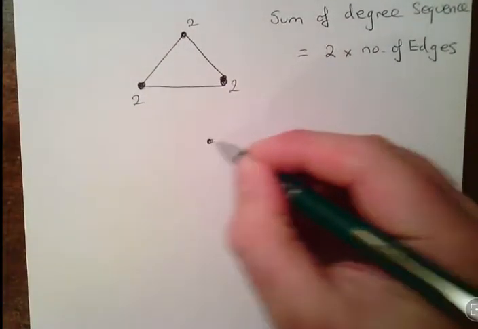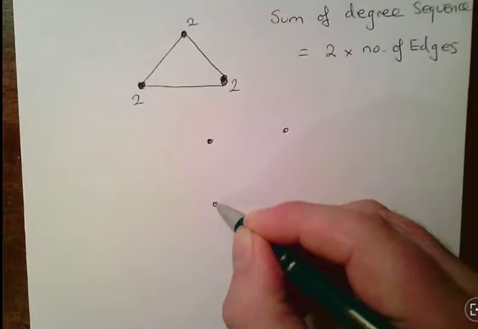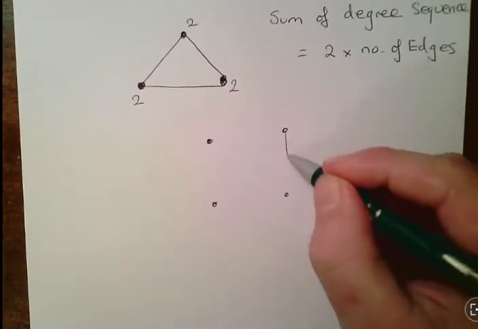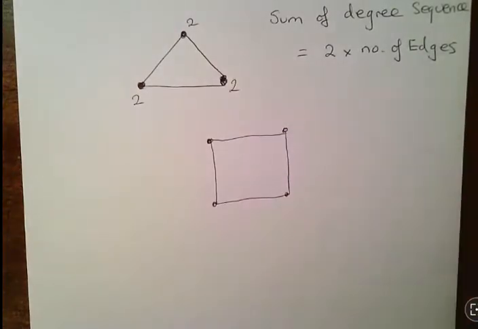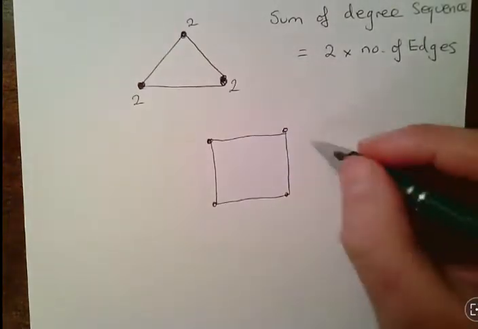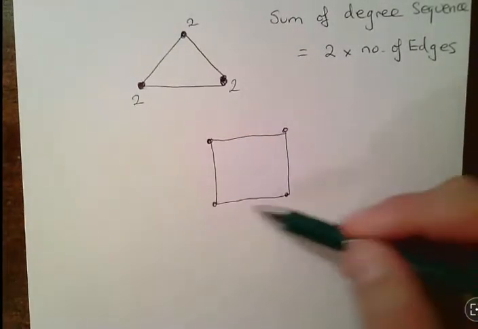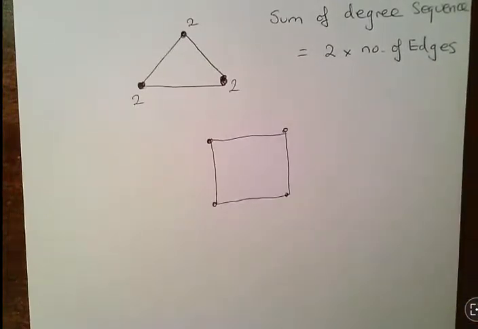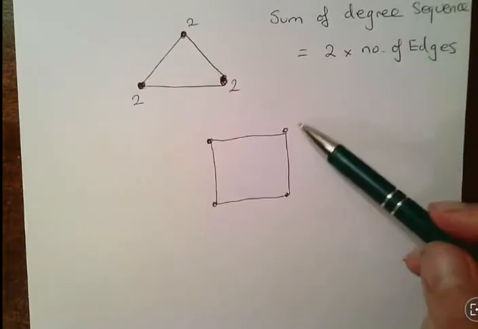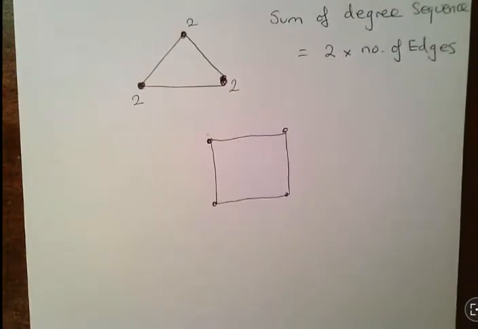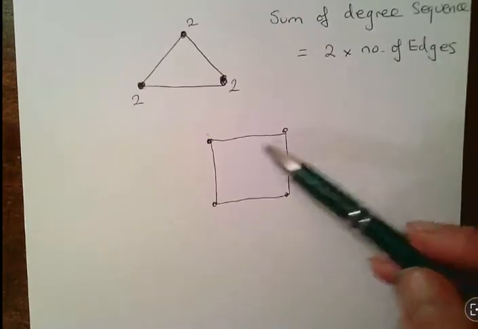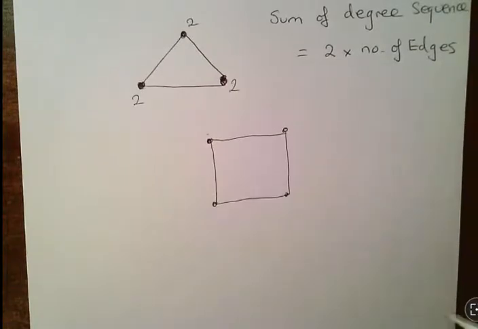So let's go for 4 vertices this time, okay? With 4 vertices, the degree of each vertex is 2. 2 times 4 is 8. The 2 times 4 is essentially 2 plus 2 plus 2 plus 2, that is the sum of the degree sequence. And also we have 4 edges there: 1, 2, 3, 4. That seems to check out.